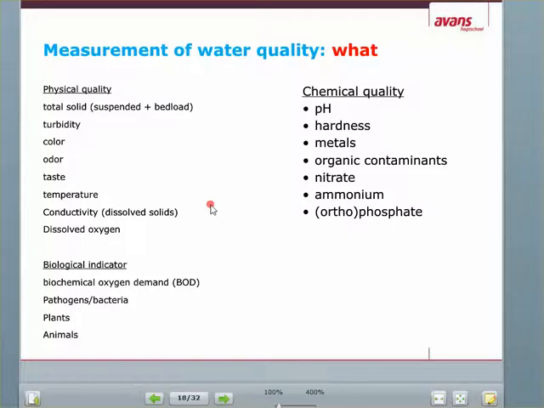Dissolved conductivity. Taste. I don't recommend tasting the water, but that is something that you can do. For example, some students have wanted to test their water from home because it didn't taste good. So if you want to also check your water at home, by all means, you can.